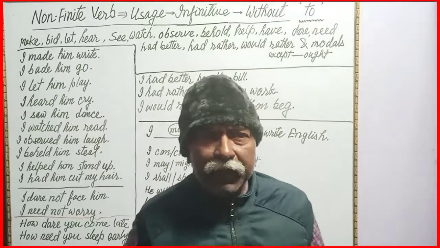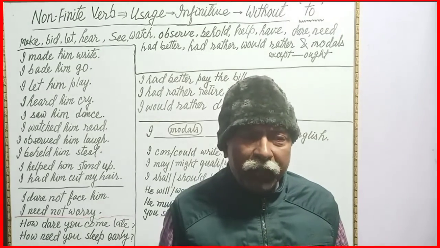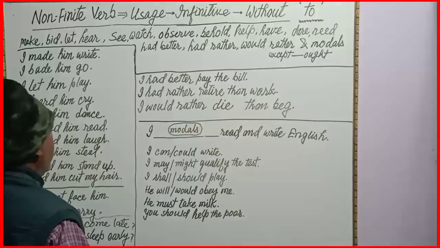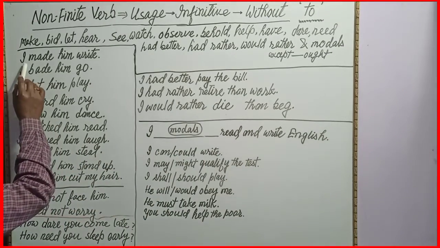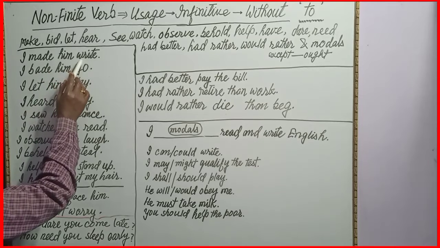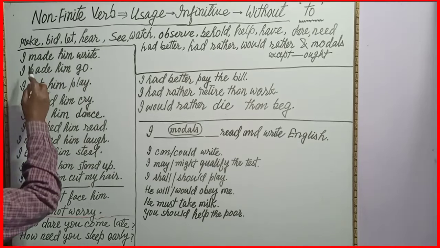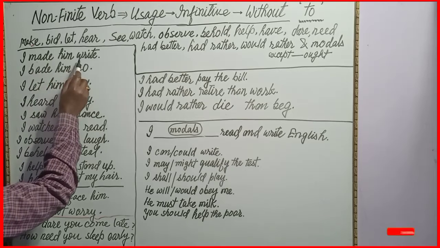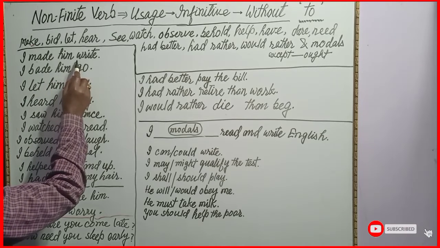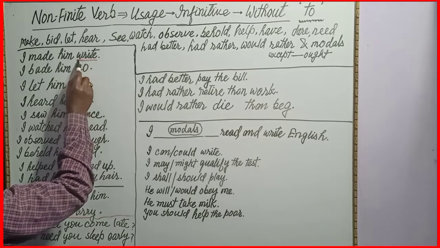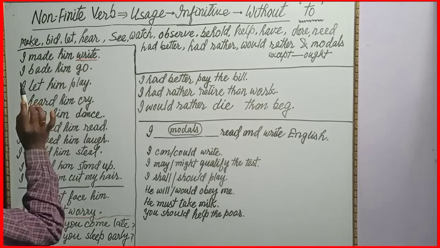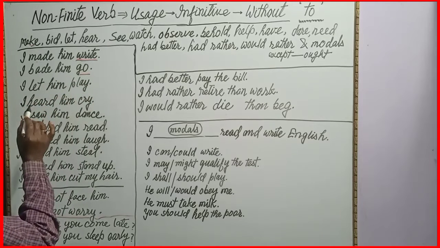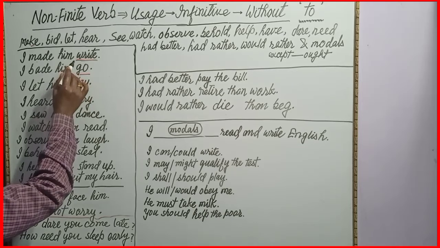Examples have been given here. Now, I would like to make you understand how to use them. I made him write. Why did I take "made"? Because it is past tense. I made him write, मैंने उसे लिखवाया. Here, no infinitive "to". I bade him go. No "to" is added to the infinitive.